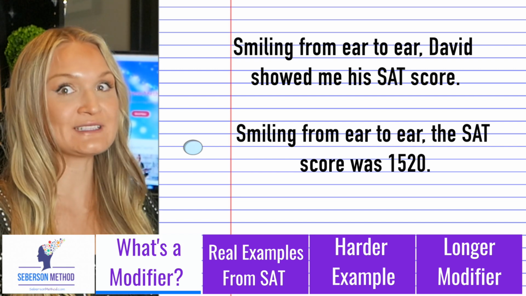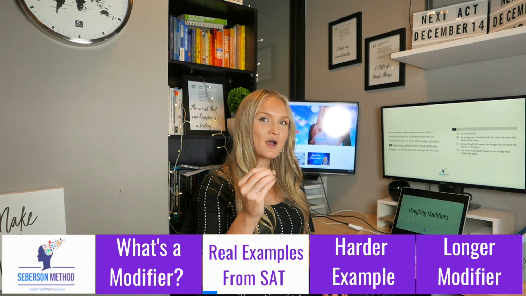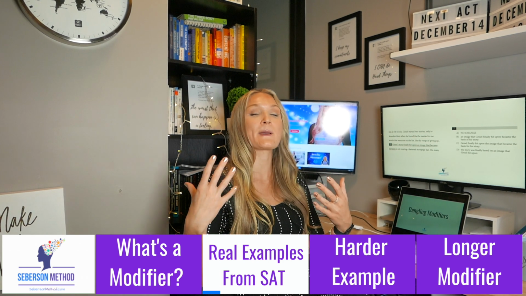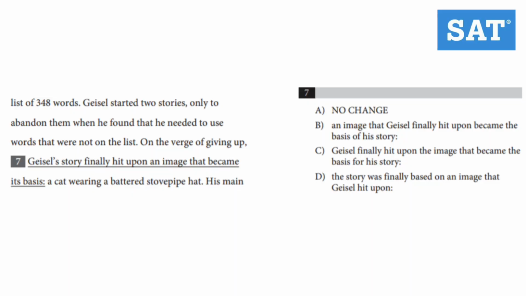Let me show you some real examples from the SAT. On the verge of giving up. That is a classical modifier. Then you get to choose from 4 different answer choices. A lot of students try to understand which one is the best one according to the meaning of the passage. Believe me, it has nothing to do with the meaning of the passage. If you have a modifier, which is a phrase at the beginning of a sentence, and then there's a comma, and then the answer choices are all different types of nouns following the comma, you're definitely looking at a dangling modifier type of question.